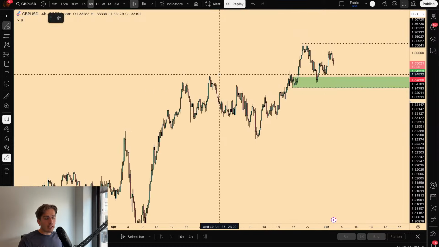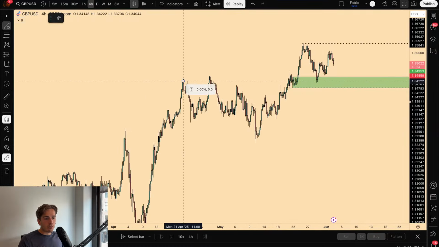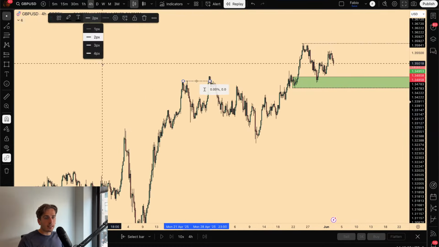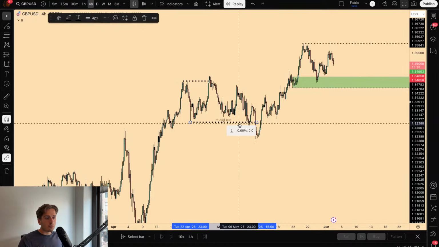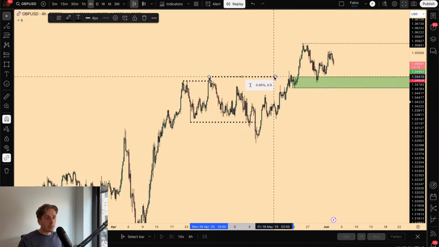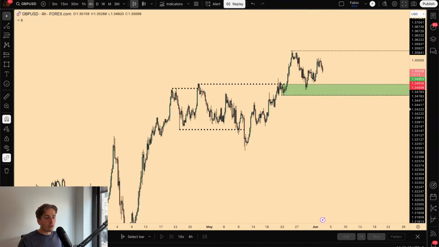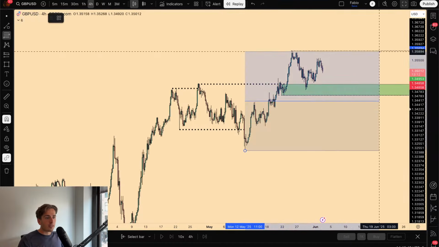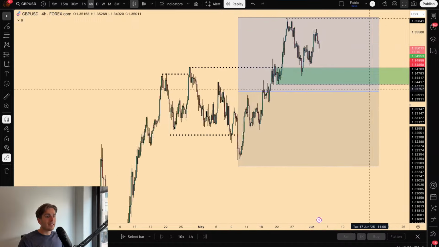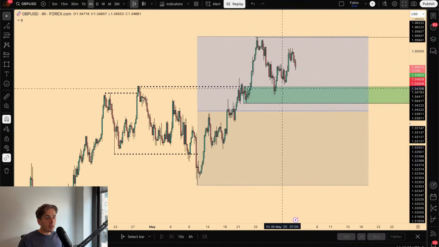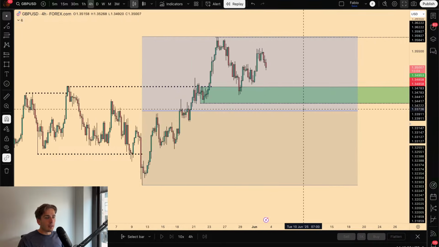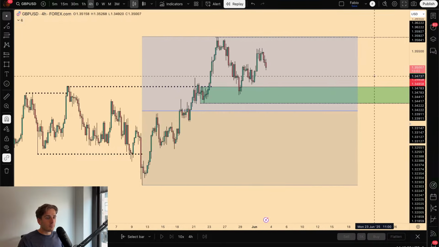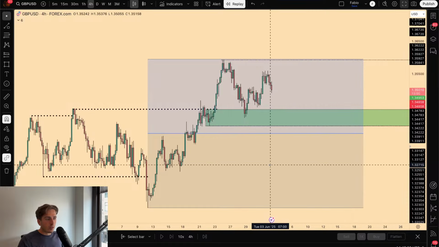But overall, looking at GU, let's say we do focus on it, you would say that this is the break up, this was the break down, this was the break up. So that would now mean that you would be overall bullish, but that would mean as well that this is your swing low, this is your swing high. So that means that there is still room for GBPUSD to sell off because it still hasn't hit the 0.5 fib. So keep that in mind, that is the case at the moment.